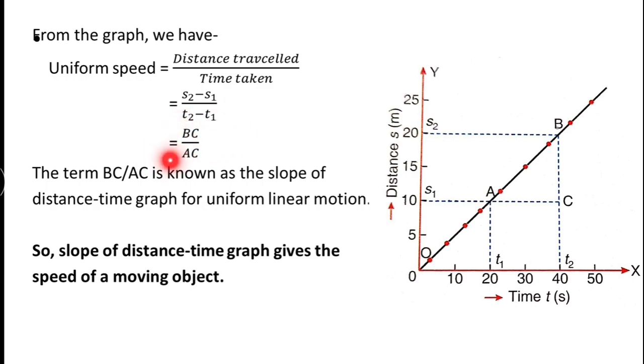So it is equals to BC upon AC, because s2 minus s1 is equals to BC and t2 minus t1 is equals to AC. Now the term BC upon AC is known as slope of distance time graph. That's why we can say that slope of distance time graph gives the speed of a moving object.